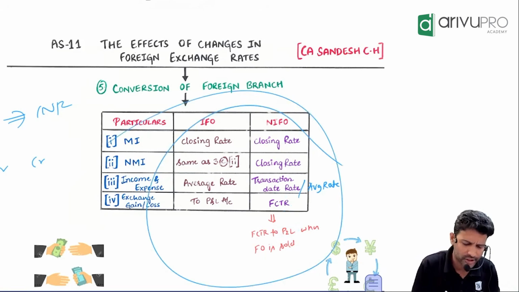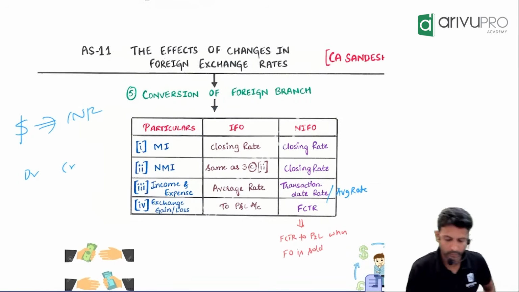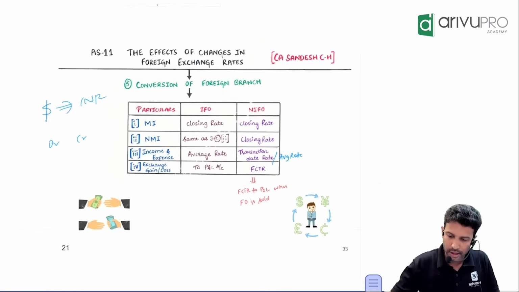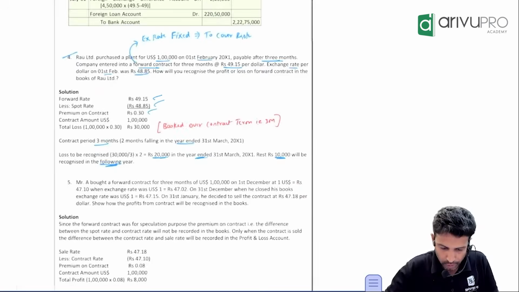We've done all such questions in branch accounting, if you remember. But the rules for those conversions are given in Accounting Standard 11. I think that's pretty much what I had in mind to discuss on this standard.